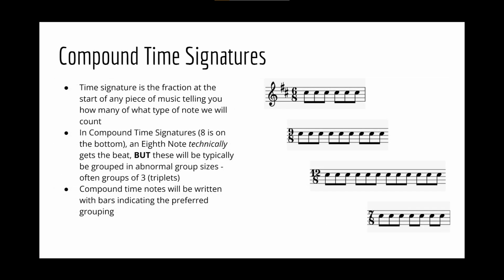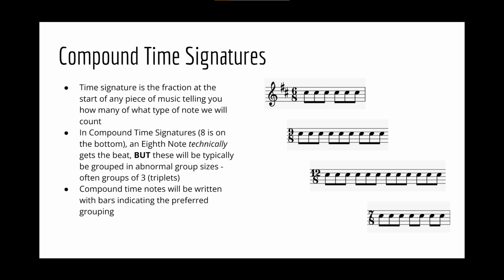Compound time signatures are up next. Time signature, of course, as a reminder, is the fraction at the beginning of a piece of music that tells you how many of what kind of note we're looking at. So if you look at the 6/8 there, that would imply 6 eighth notes. However, compound time signatures, where 8 is the bottom note, would technically imply that the eighth note gets the beat, but this usually means in musical notation that we're going to be having some abnormal groups of notes.